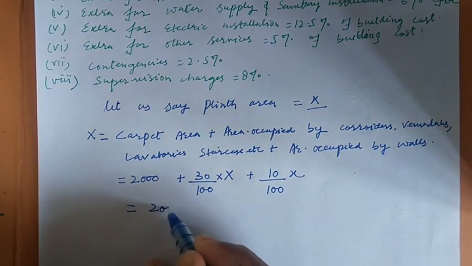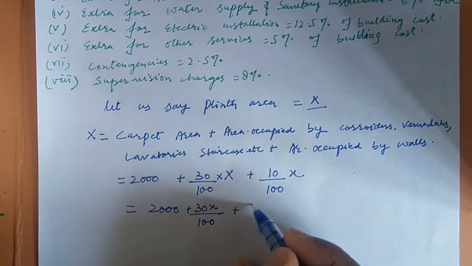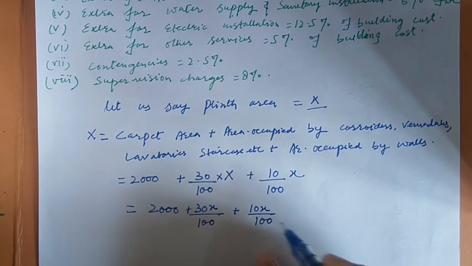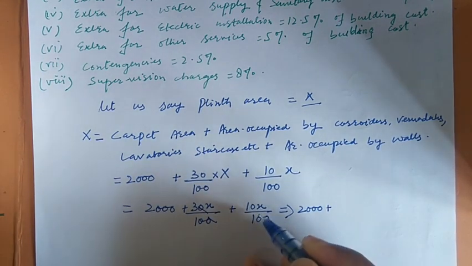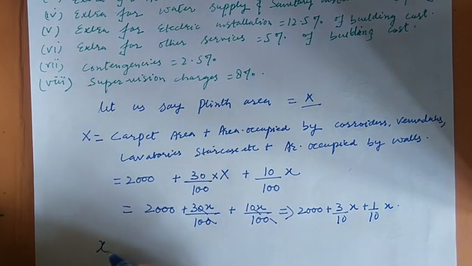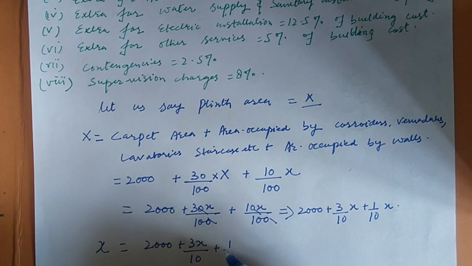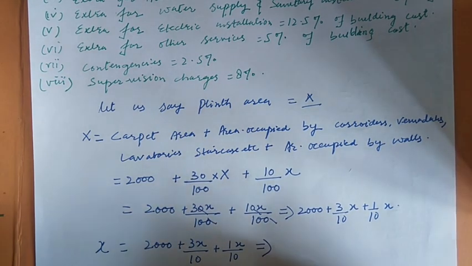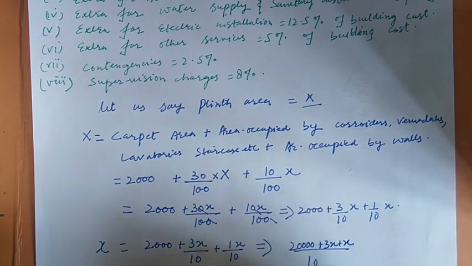This is simple mathematics. x equals 2000 plus 30x by 100 plus 10x by 100. So this will be equivalent to 2000 plus, this will cancel out, so it will be 3 by 10 x plus 1 by 10 x. So x will be equivalent to 2000 plus 3x by 10 plus 1x by 10. So the LCM will be 10, so this will be 20,000 plus 3x plus x.